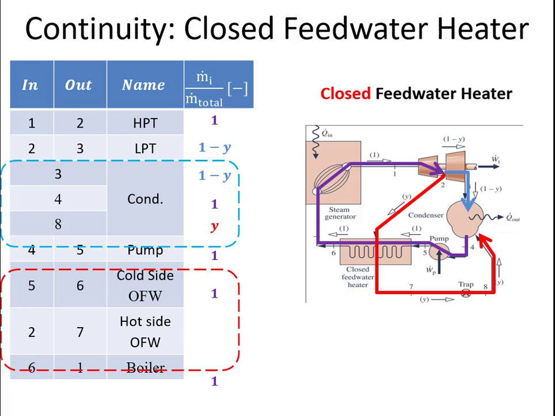On the cold side of my closed feedwater heater, I have all of the mass going in at state 5 and out at state 6. And I have the diverted mass, Y, going in at state 2 and out at state 7.